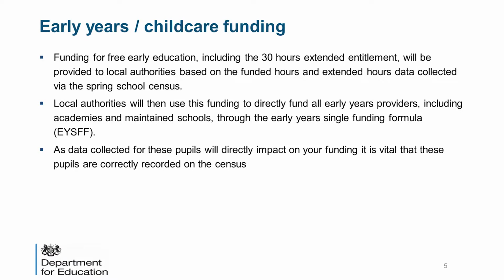Funding for free early education will be provided to local authorities based on the funded hours and extended hours data collected via the spring school census. Local authorities will then be required to pass the funding on to their early years providers through their early years single funding formula. All pupils aged 3 and 4 are eligible for the universal entitlement to free early education, with children of eligible working parents also being entitled to an additional 15 hours of extended childcare.